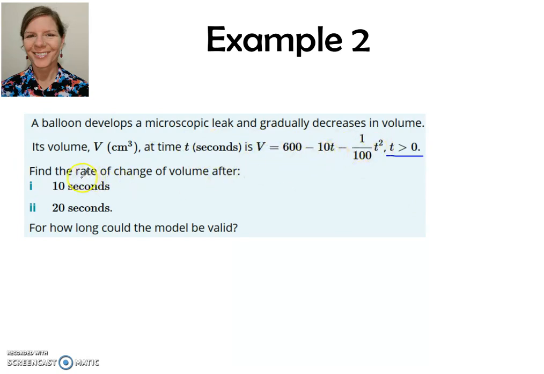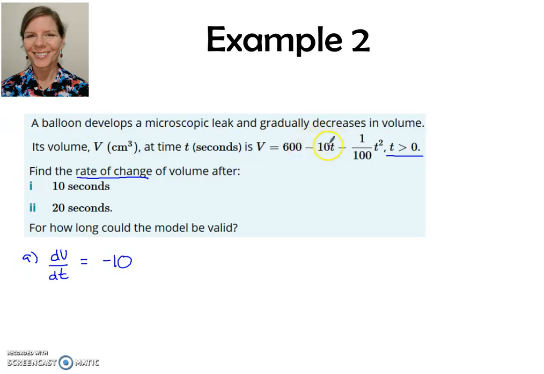If we want to try and find the rate of change of volume, that says to me differentiate. So differentiate this function and then you can substitute in values of t, 10 seconds to 20 seconds. The first thing we need to do is differentiate. We want dV/dt, so the rate of change of volume with respect to time. That 600 is going to disappear. That's going to be minus 10. Be very careful. Remember those minuses.